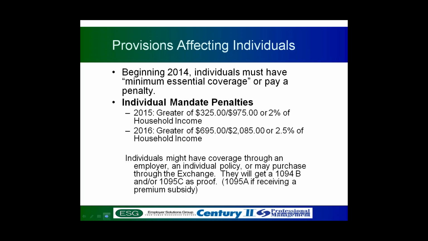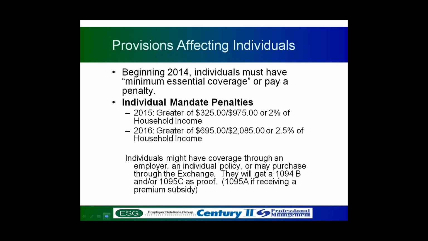And actually, this amount increases for 2016. So the penalty is $695 for an adult with a maximum of $2,085 for a family, or 2.5% of household income. So instead of the $2,000 in 2015, it would actually be $2,500 based on $100,000 household income.